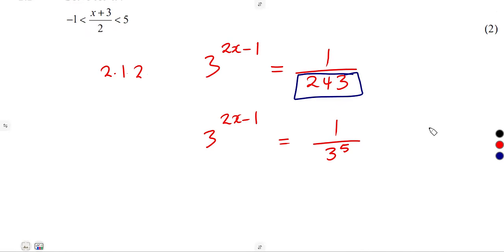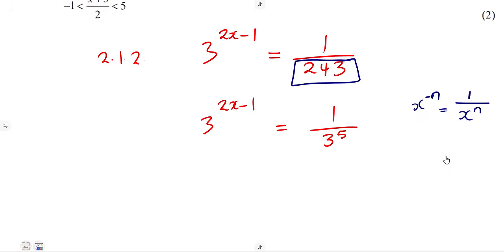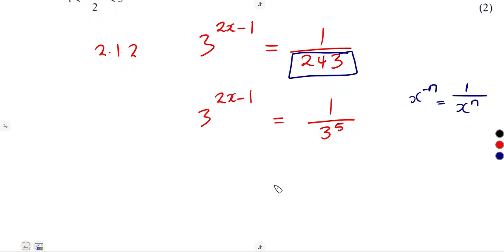Then we do understand from our exponents that x to the exponent of negative n gives us 1 over x to the exponent of n. So when we are given something like this, it can be rewritten as x to the exponent of a negative. So 3 to the exponent of 2x minus 1 is equal to 3 to the exponent of negative 5, just like this. So this is where we are.